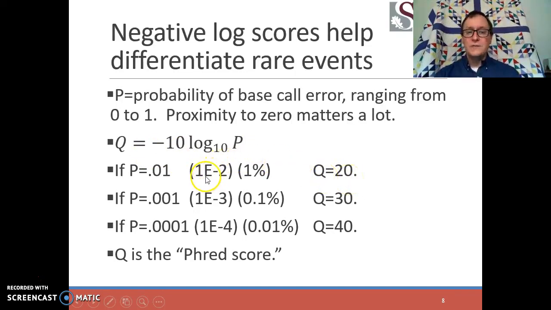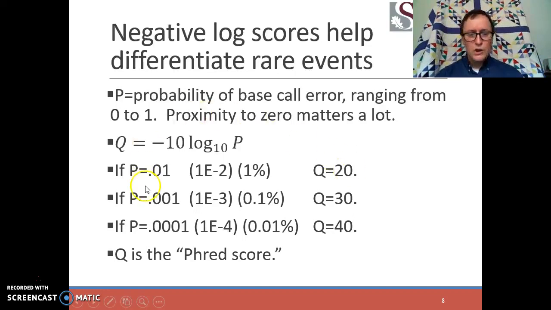So 1 times 10 to the minus second, let's just plug it into this expression up here. We plug in 1 times 10 to the minus second as p. Log base 10 of 1e minus 2 is minus 2. So minus 2 multiplied by negative 10 is 20. So hopefully the math is mostly straightforward. I realize that thinking in log terms is going to be unfamiliar for a lot of students, but bear with me.